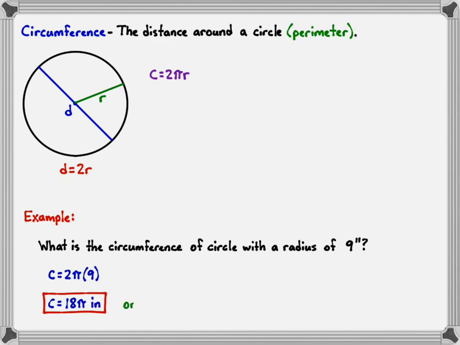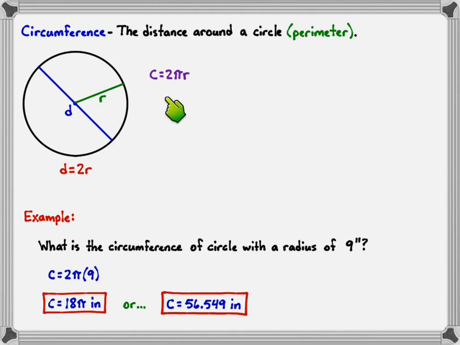Now, if I wanted to, I can multiply that out and put it in decimal form. So 18 times 3.14159 works out to 56.549 inches. Now, one thing I want to notice about circumference and area, if we were to put them side by side, we notice that circumference is 2 pi r and area is pi r squared. So both the equations have the same exact digits, if you would. They both have a pi, they both have an r, and they both have a 2. The only difference is, where is that 2 located?